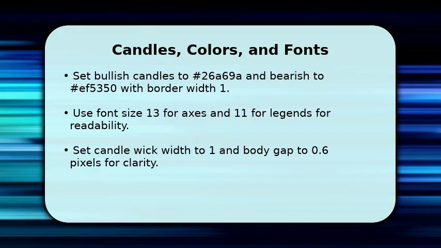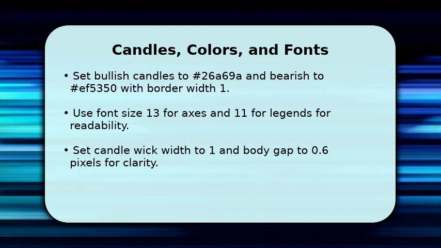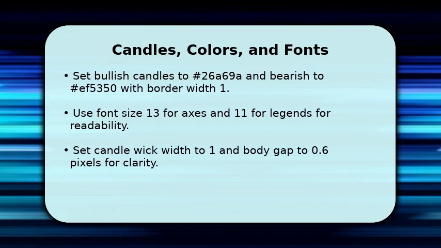Reduce moving average line widths to 2 and volume histogram width to 6 for visual hierarchy. Turn off hollow candles and disable the ask line. This keeps the chart clean and easier to interpret in live sessions.